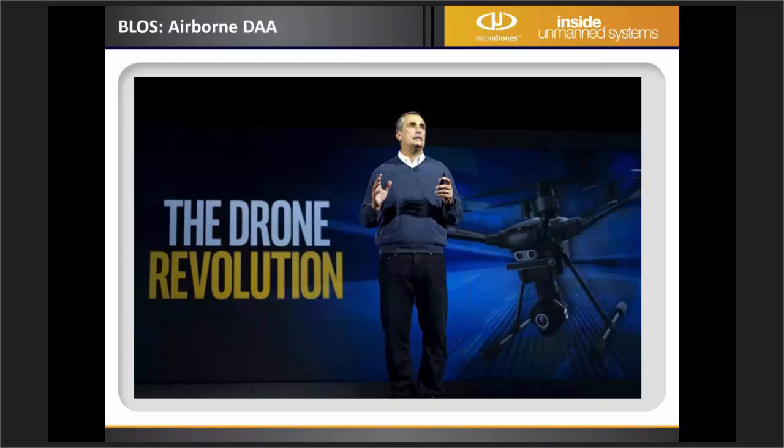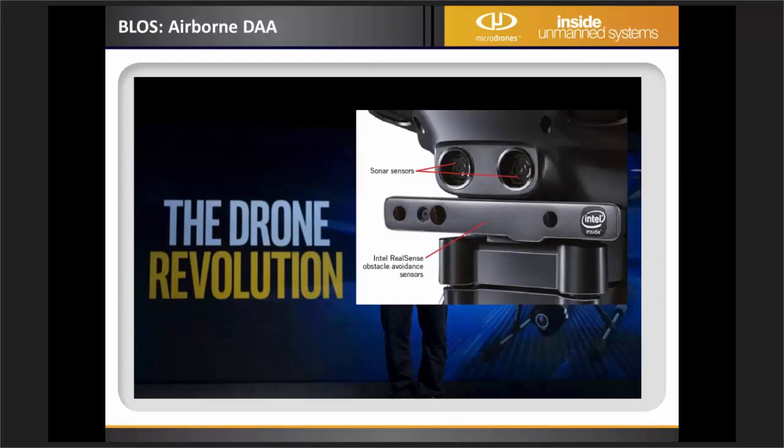Well, the reason we've got this nice drone revolution graphic there, with the CEO of Intel Corp, who is in charge of the new Drone Advisory Council, is because Intel has made a breakthrough on airborne sense and avoid. And here's their new system. Here's kind of a breadboard system. If it looks familiar, it's got sonar sensors and then some electro-optical infrared sensors there.